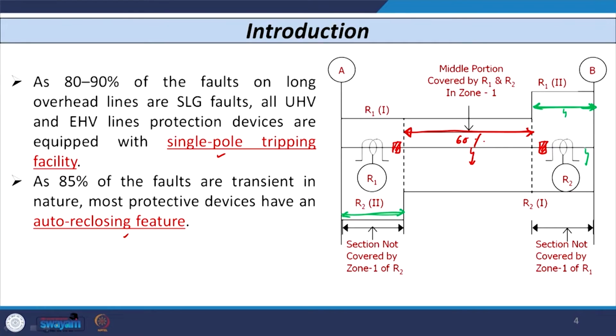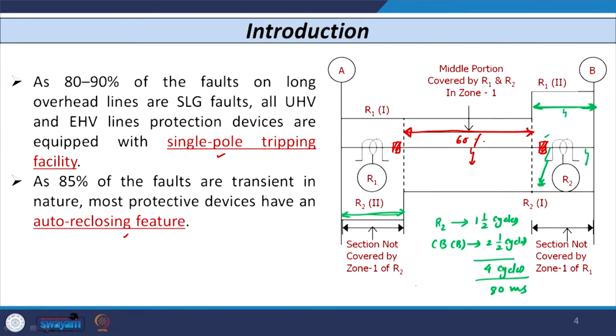For example, suppose a fault occurs somewhere here, then what will happen? The R2 relay detects this fault instantaneously, let us say in 1.5 cycles. It gives a signal to the breaker at substation B, which operates, let us say in 2.5 cycles, and the circuit gets disconnected from the substation B side. So, the total time is 4 cycles, that is 80 milliseconds.